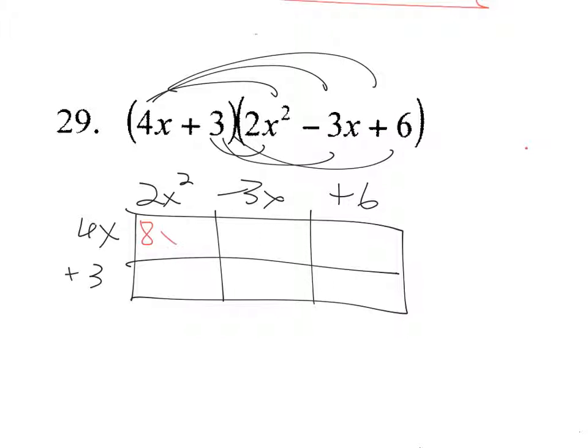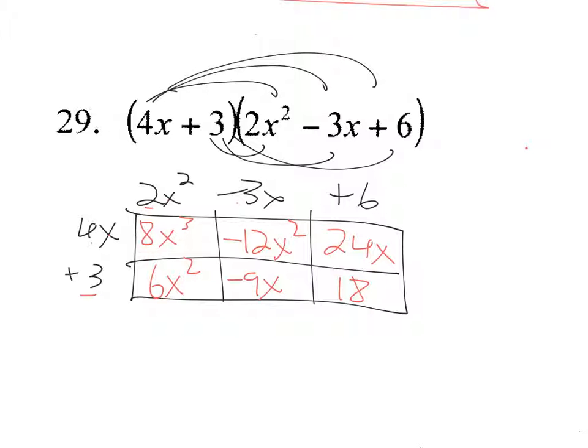8x to the third, because I have an x times x to the second. Let's see here, 3 times 2x squared is 6x squared. 4x times negative 3x is negative 12x squared. 3 times negative 3x is negative 9x. 4x times 6 is 24x. And 6 times 3 is 18.